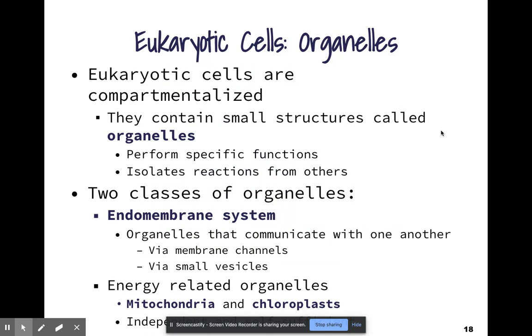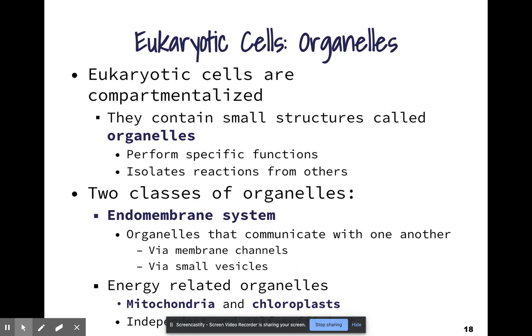All right, eukaryotic cells. Let's get into the meat and potatoes of this. Okay, let's look at the organelles. We have learned about organelles forever. You probably learned about organelles in 7th grade, and then you learned about them in regular bio. Now we're going to learn about them again.